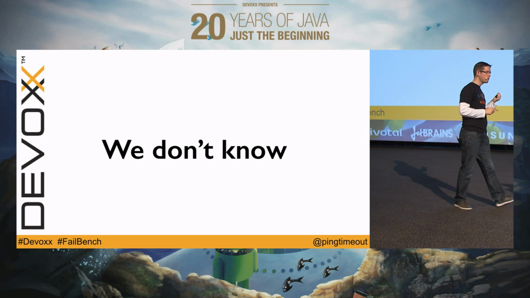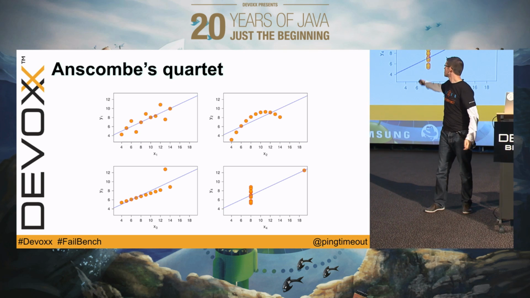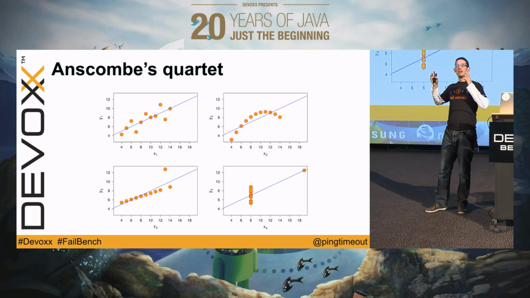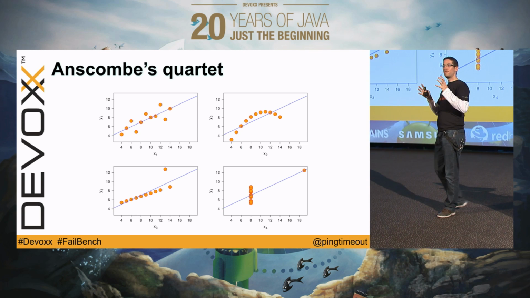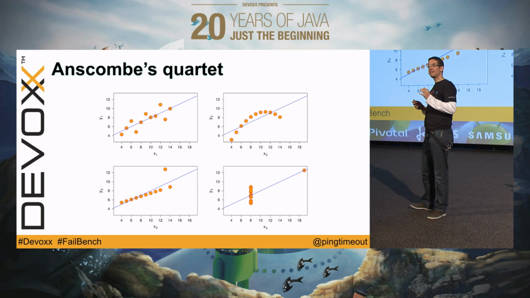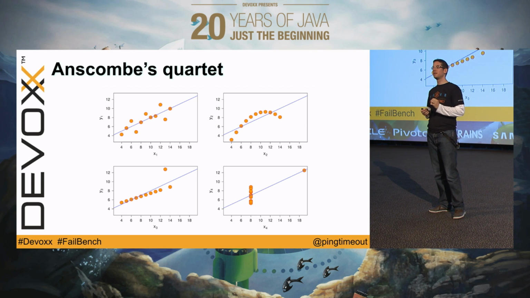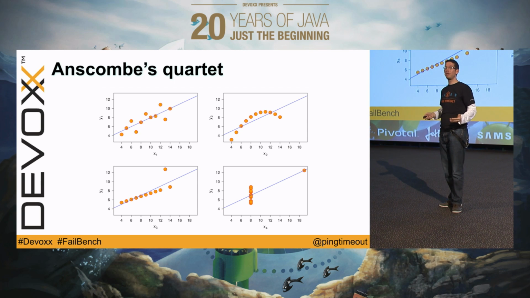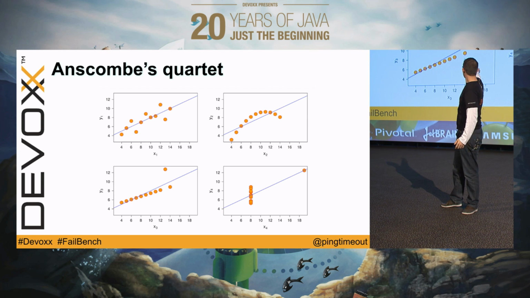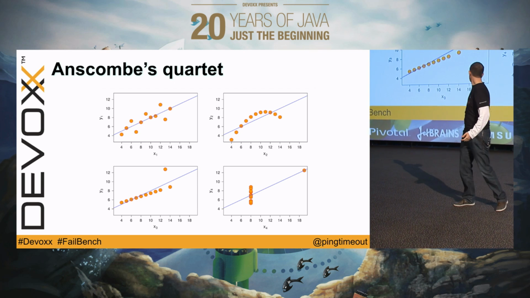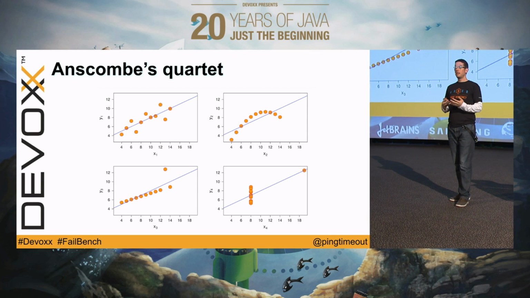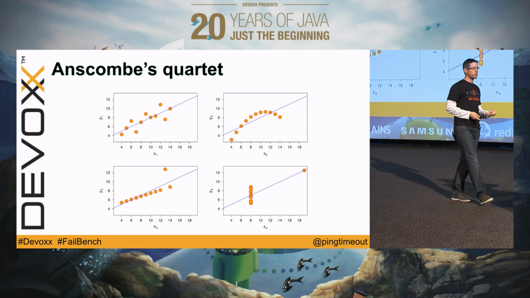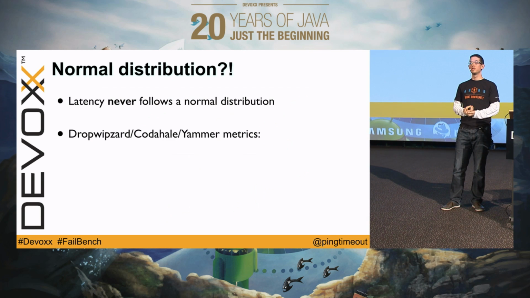Actually, if you don't know this quartet named after Hans Combe, the mathematician, it is composed of 4 different data sets that have exactly the same average and standard deviation on both x and y axes. So my client is completely blind. His latencies could be distributed in any of the first 3 graphs, probably not the 4th one. He's completely blind because of that assumption. Latency never follows a normal distribution.